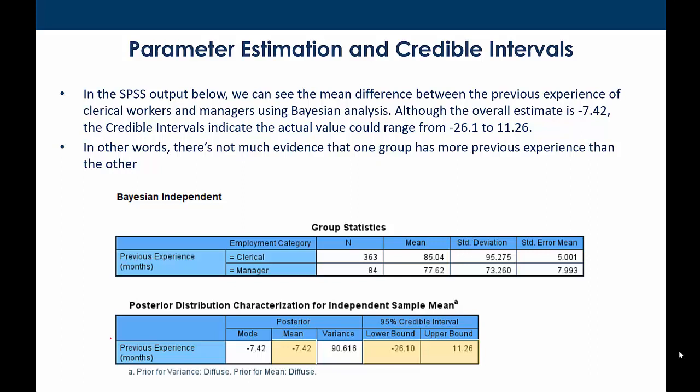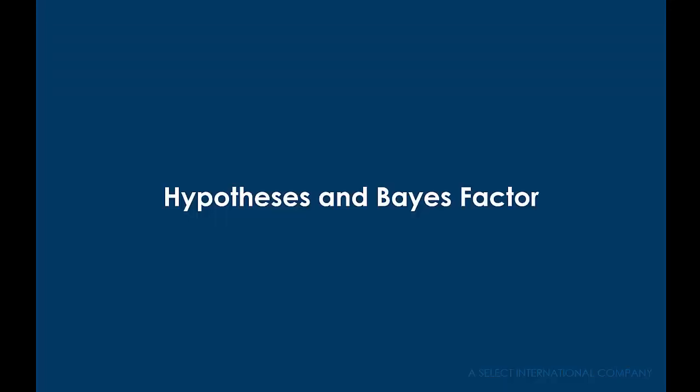We would therefore conclude that when it comes to estimating the parameter value of what's the difference between the average number of months worked by clerical workers and managers, that there's a great deal of uncertainty and that it could be positive, it could be negative, or it could in fact be zero. Okay, let's turn our attention to the equivalent of a hypothesis test and introduce the concept of Bayes factor.